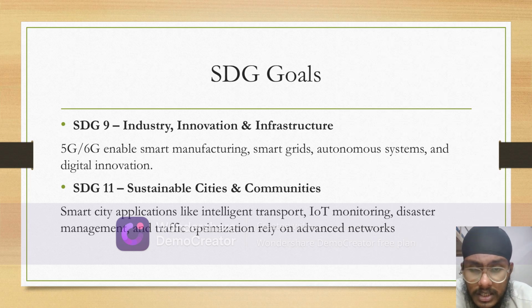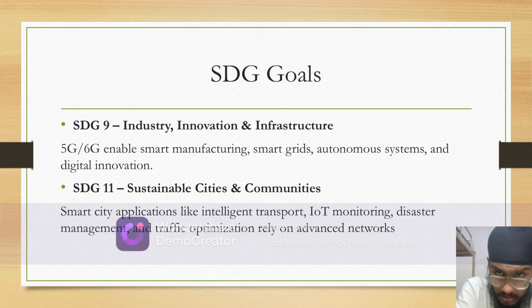In the next slide, we can discuss SDG goals. The first point is SDG 9, industry innovation and infrastructure, under which 5G and 6G enable smart manufacturing, smart grids, autonomous systems, and digital innovation. Second point is SDG 11, sustainable cities and communities, under which smart city applications like intelligent transport, IoT monitoring, disaster management, and traffic optimization rely on advanced networks.